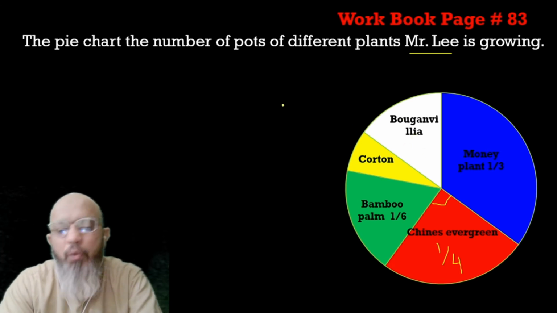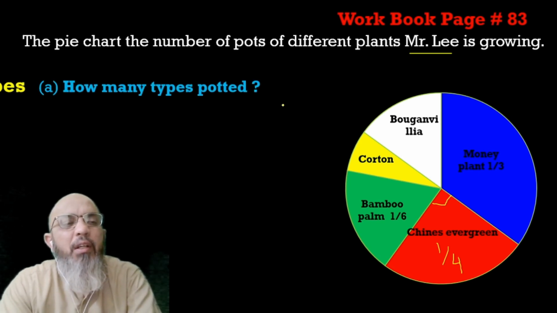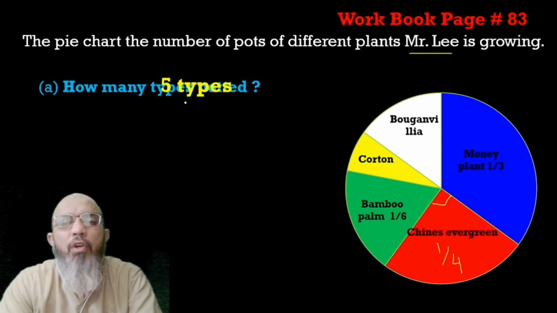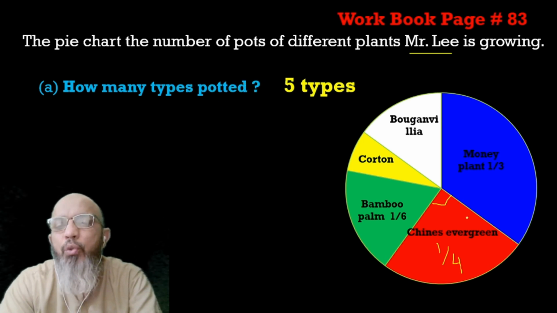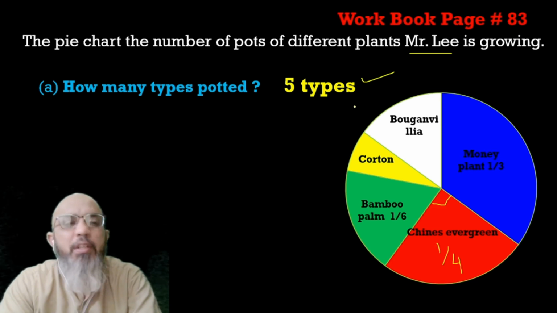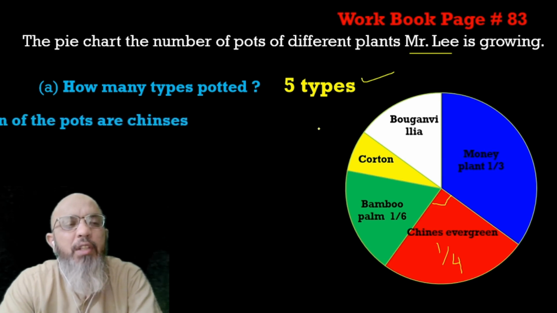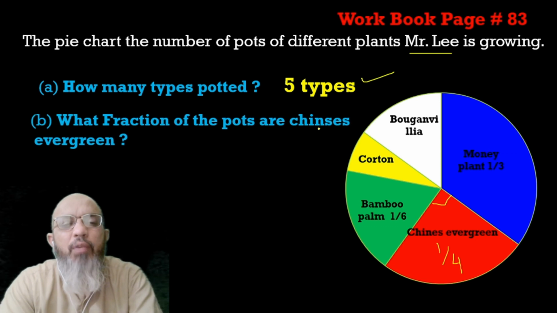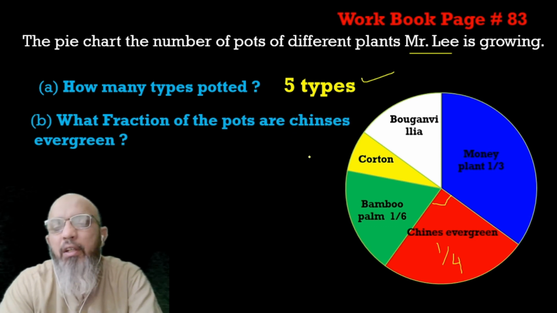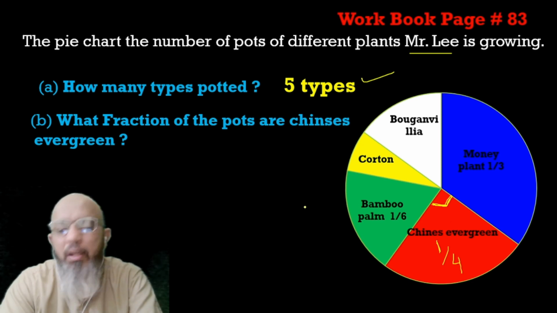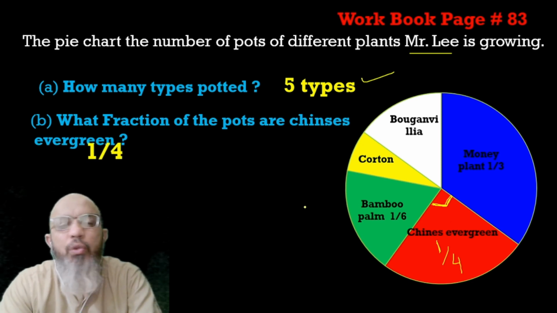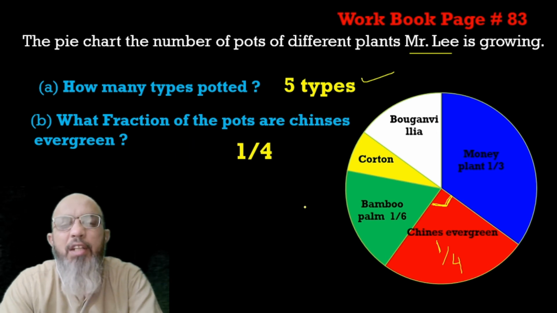So let's start the questions. The first question is how many types of flowers are potted? So how many types? 1, 2, 3, 4 and 5. 5 types. Very simple question. So now what is the next question? What fraction of the pots are Chinese evergreen? As I told you, that is the fourth part of your whole circle. So that is the 1 over 4 part, and this one shows half of the circle. So it's clear to you that 1 over 4 is your answer, that is the fraction form.